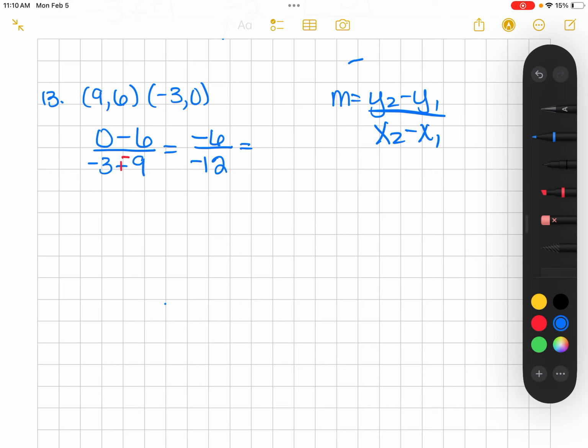Now I need to simplify. A negative over a negative is a positive, so those just cancel each other out. 6 over 12 simplifies to 1/2. So those can both be divided by 6. And that's how I got 1/2. So number 13, the answer is 1/2.